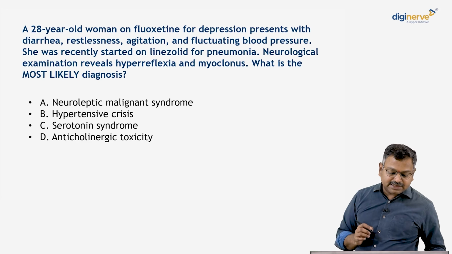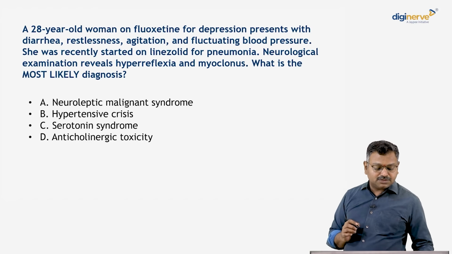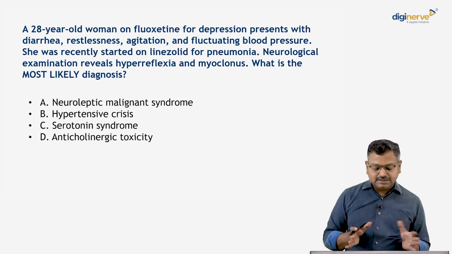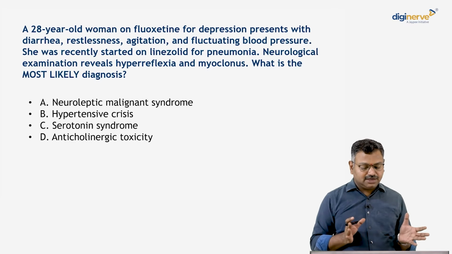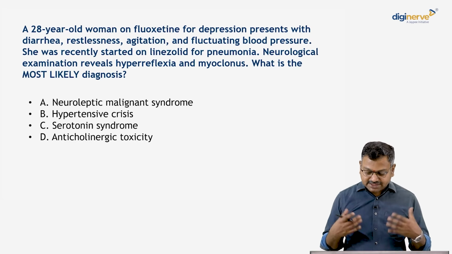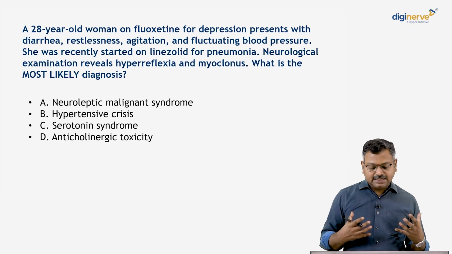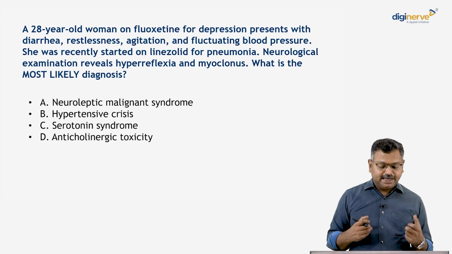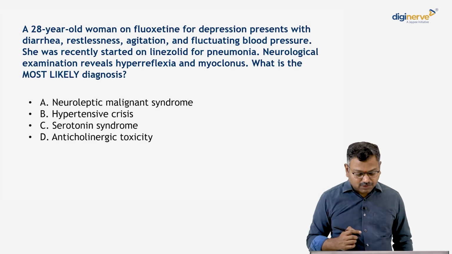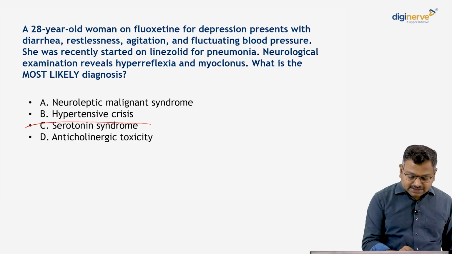A 28-year-old on fluoxetine for depression comes with diarrhea, restlessness, agitation, and fluctuating blood pressures. She was recently treated with linezolid for pneumonia. Neurologically, she has hyperreflexia and myoclonus. What is the diagnosis here? Somebody who is on an antidepressant has now been treated with linezolid, and with that she has diarrhea, a lot of cholinergic effects, fluctuating blood pressure, agitation, and myoclonus. So, this is the classical syndrome that we call serotonin syndrome.